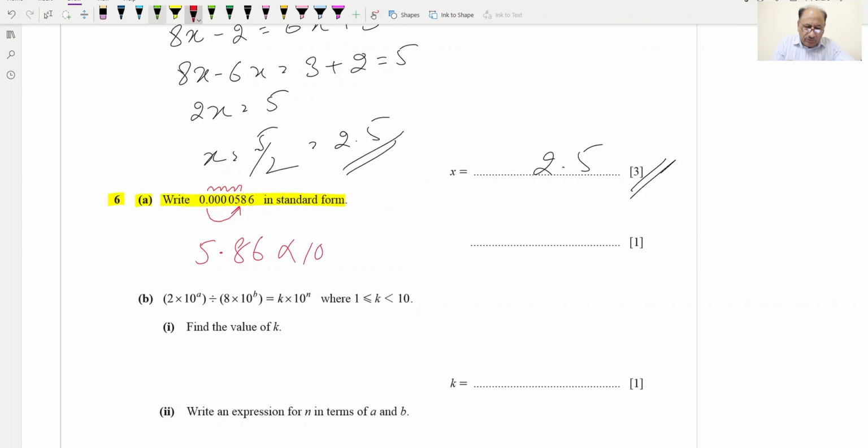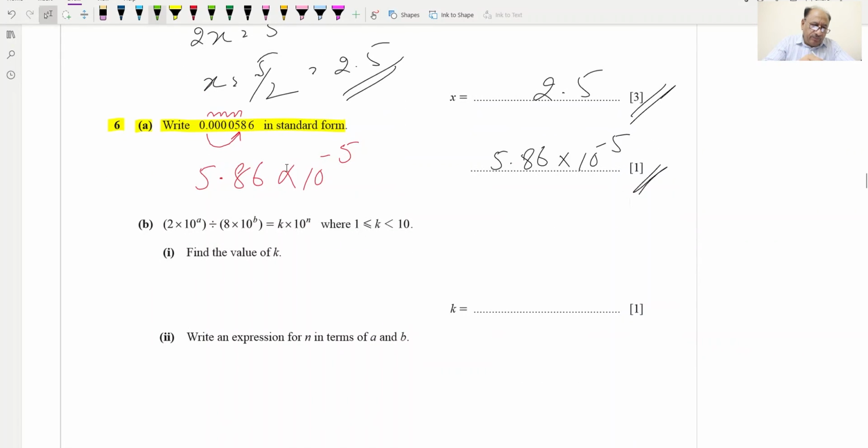5.86 into 10 raised to the power minus 5. This will be our answer, 5.86 into 10 raised to minus 5. If we are taking jumps to the right, it will be minus. If we are taking jumps to the left, it will be plus power. Now we can solve the next question, B part. This is the expression given where k is greater than 1 and less than 10. Write down the value of k.